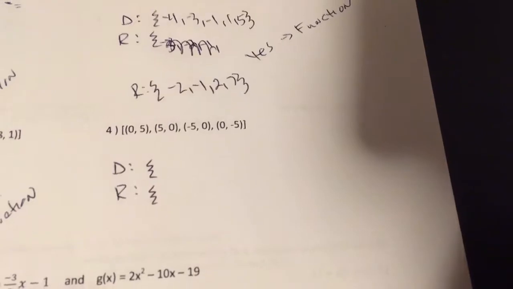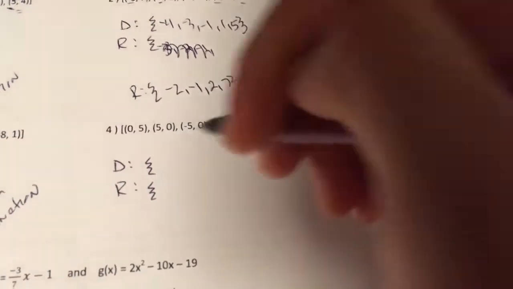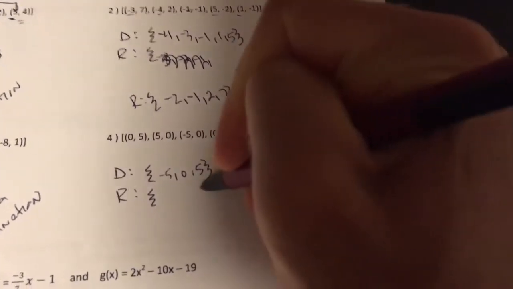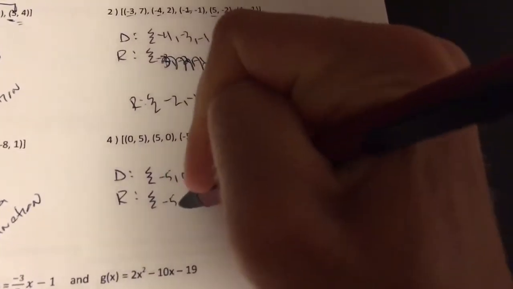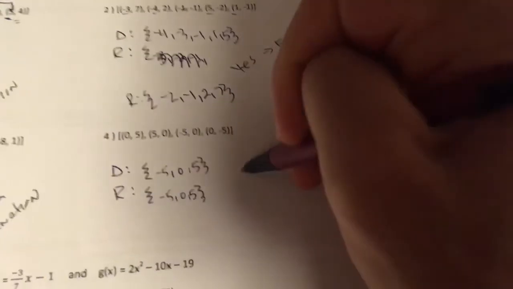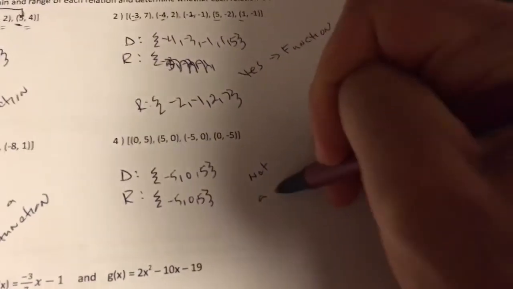All right, on this one, folks, I have -5, I have 0 twice, and I have 5. Same thing with the y's. This is a circle with a radius of 5. This is not a function because I have a duplicate x.